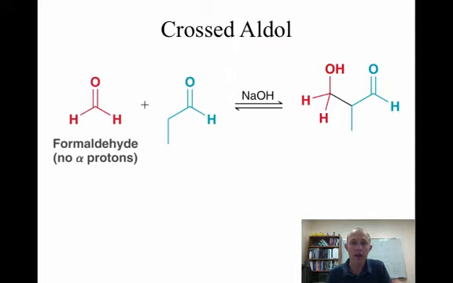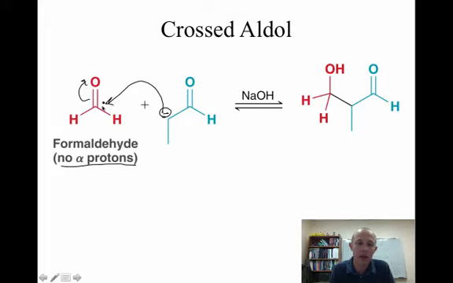So one way that you can favor the crossed aldol product is choose one of your 2 partners as an aldehyde that doesn't have any alpha protons, right? So we can't deprotonate formaldehyde. It doesn't have any alpha protons. It doesn't have any alpha hydrogens. So we will only deprotonate this alpha position, which will then add to this carbon, and this oxygen will eventually get protonated to form only this product.